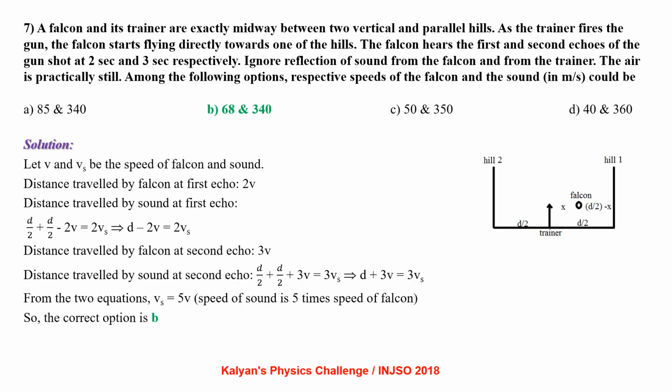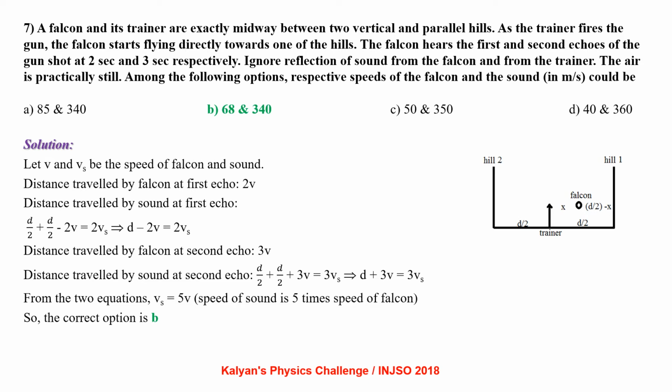A falcon and its trainer are exactly midway between two vertical and parallel hills. As the trainer fires the gun, the falcon starts flying directly towards one of the hills. The falcon hears the first and second echoes of the gunshot at 2 and 3 seconds respectively. Ignore reflection of sound from the falcon and from the trainer. The air is practically still. Among the following options, respective speeds of the falcon and the sound in meter per second could be.